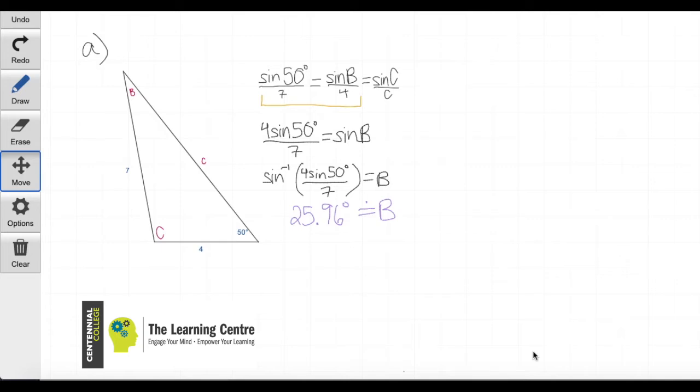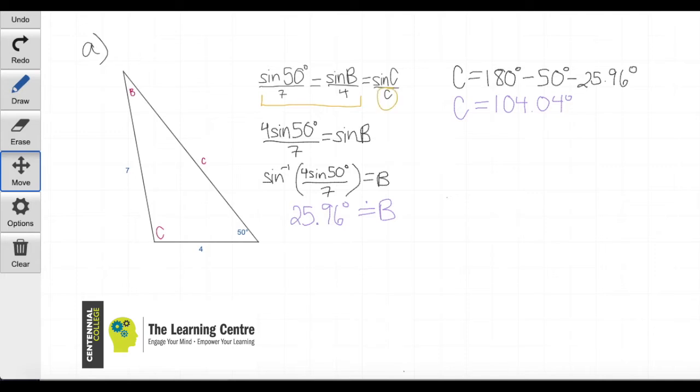Now that we have two angles, we can solve for angle big C. We do this by subtracting the angles that we have from 180 degrees, and this will give us 104.04 degrees for C, approximately. Please also store this exact amount in your calculator to be used for later.